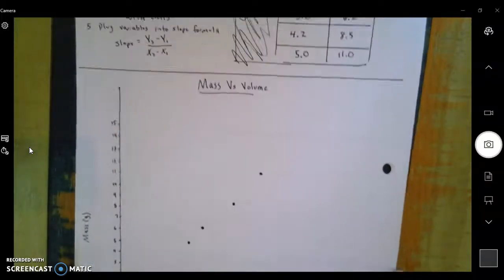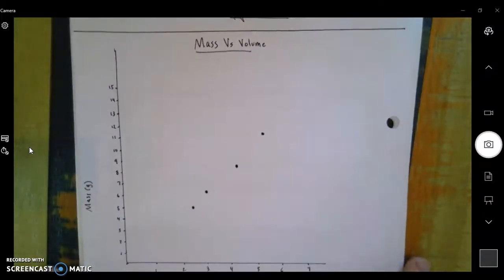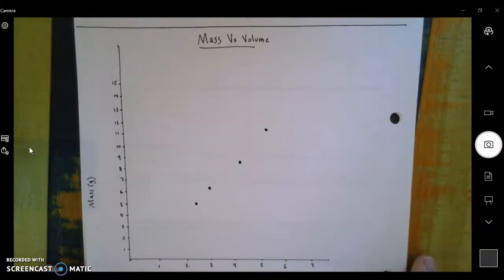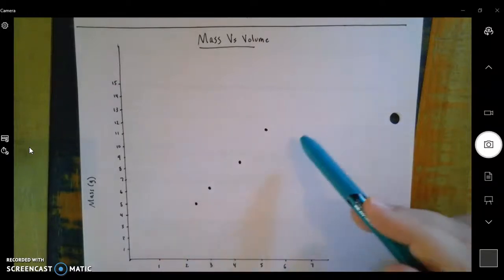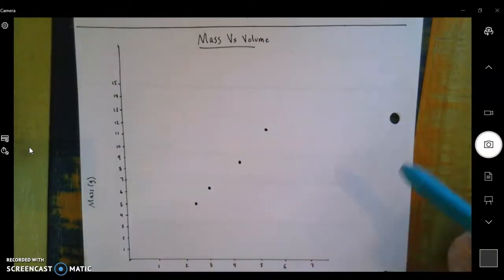Now your line of best fit is not connecting the dots. What we need to do is draw a line that is a good approximation of our slope, because we're going to be finding the slope of that best fit line. We want about equal amounts of points above and below our line.